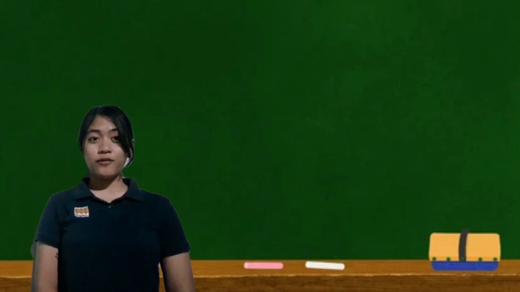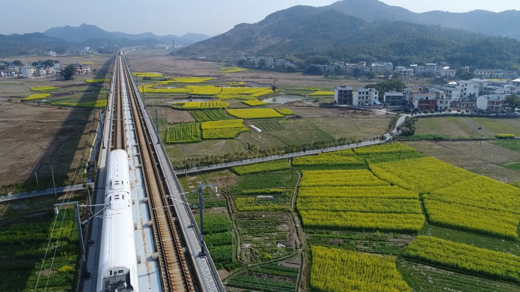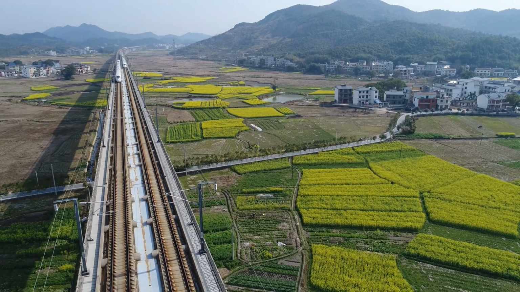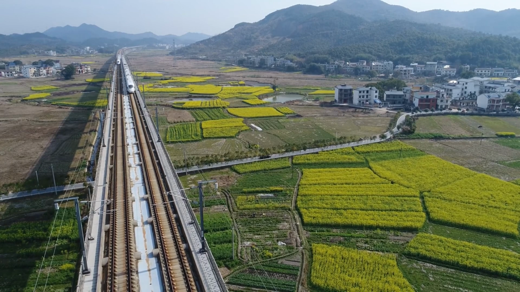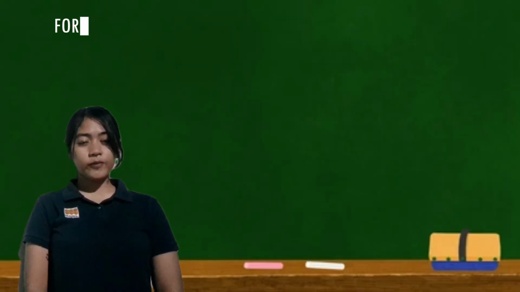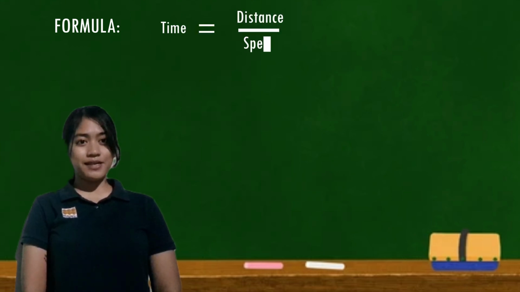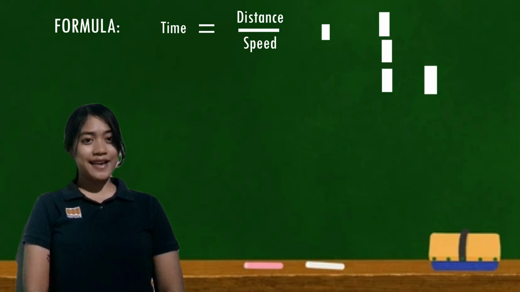So let's try to solve another problem. Let's read. A train traveled 54 kilometers at an average speed of 9 kilometers per hour. How long did the journey take? So as we have said, the formula for time is time equals distance divided by the speed. So let's try to analyze again the problem.